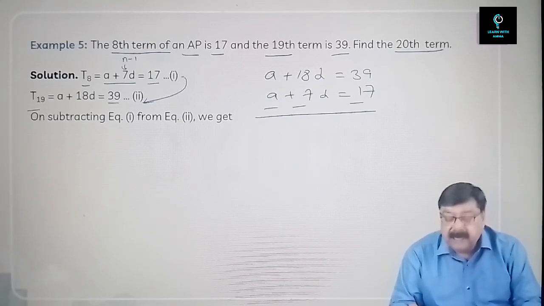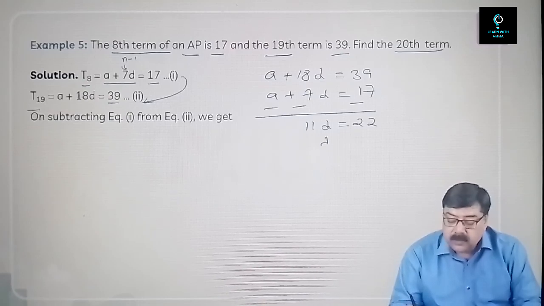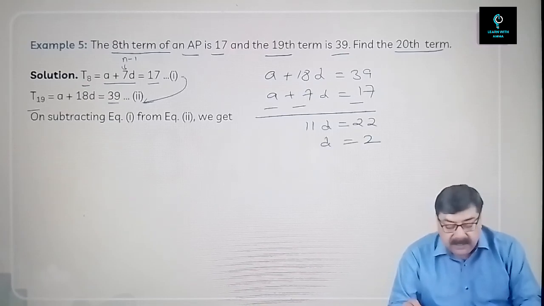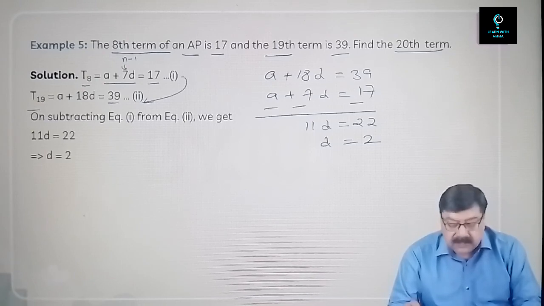So on subtracting 1 from 2, we get A plus 18D equals 39 and A plus 7D equals 17. So 18 minus 7 shall be 11. 11D equals 22. So D here equals 2. So the common difference we have found out works out to be 2.